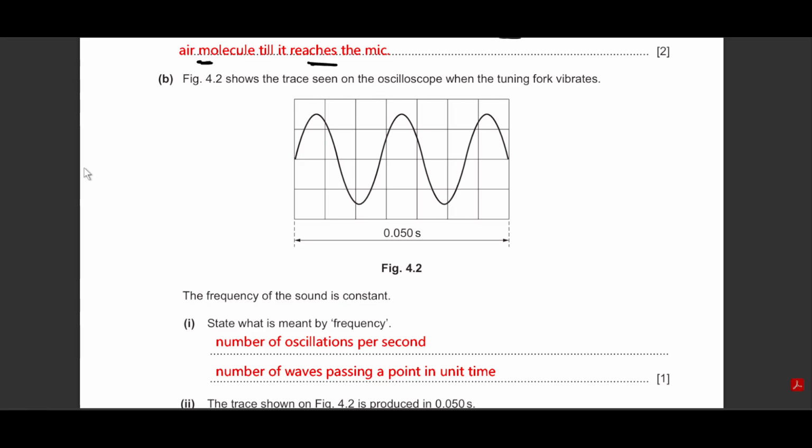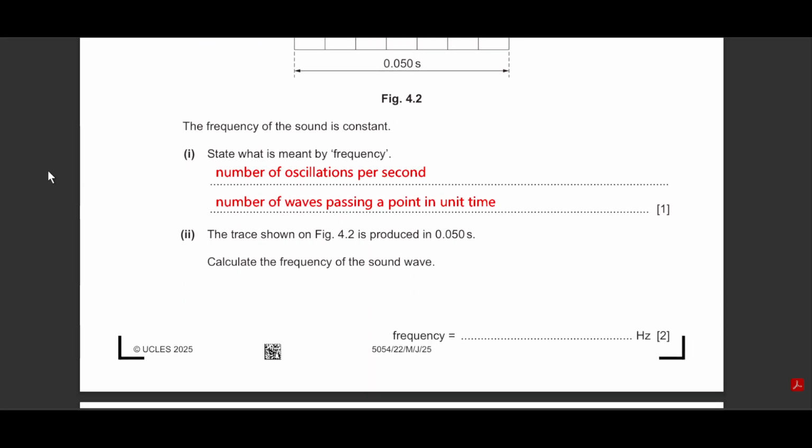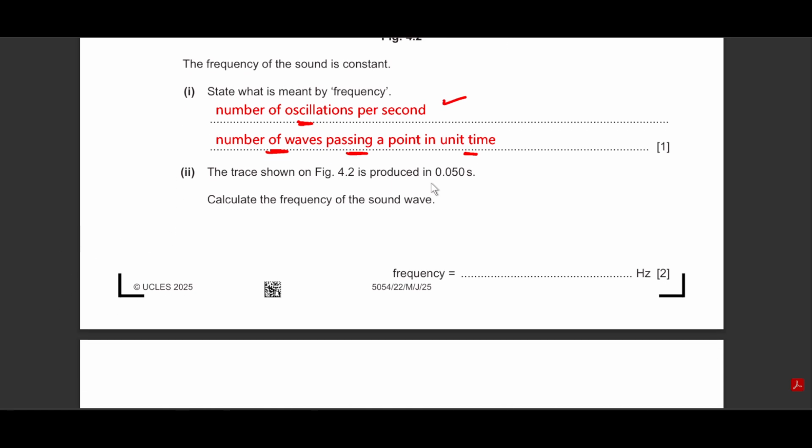Show the trace of an oscilloscope, tuning fork, or define frequency. There are 2 definitions: number of oscillations per second or number of waves passing a point in unit time. You can write any one of them. The trace shows the sound produced in 0.05 seconds. Calculate the frequency of this.